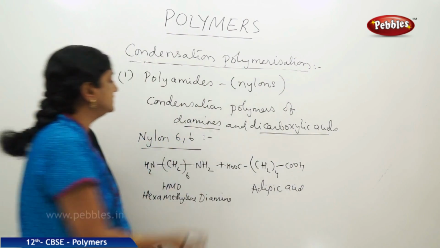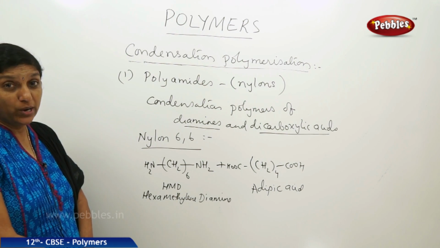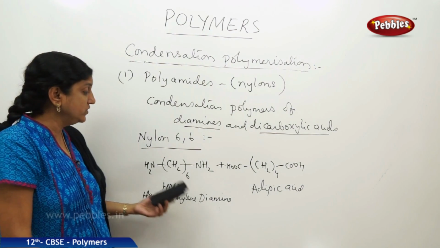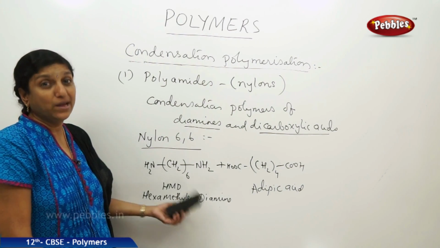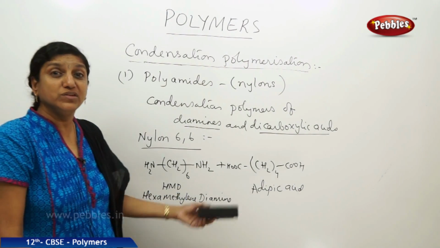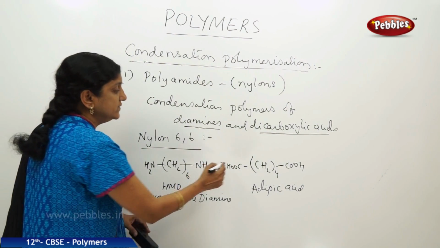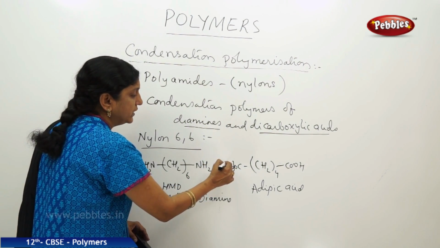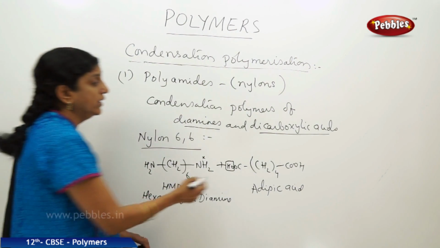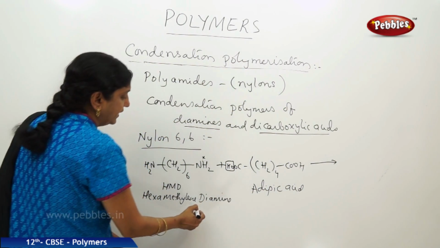So nylon 6,6 is a polyamide. It is a condensation product of HMD, that is hexamethylene diamine, which is a 6 carbon diamine, and the other monomer is adipic acid, which is again a 6 carbon dicarboxylic acid. So condensation can happen, OH from here can be lost and one hydrogen can be lost from the NH2 group, and that can give rise to our polymer, that is NH.